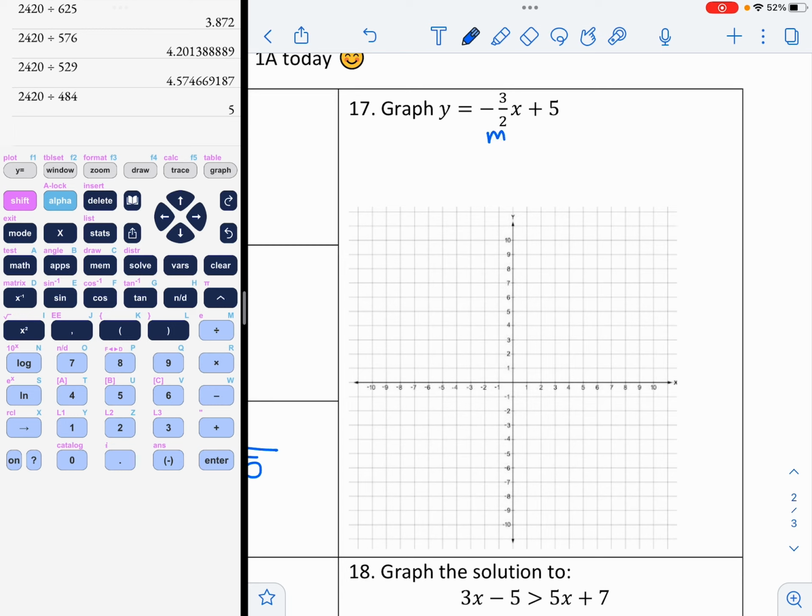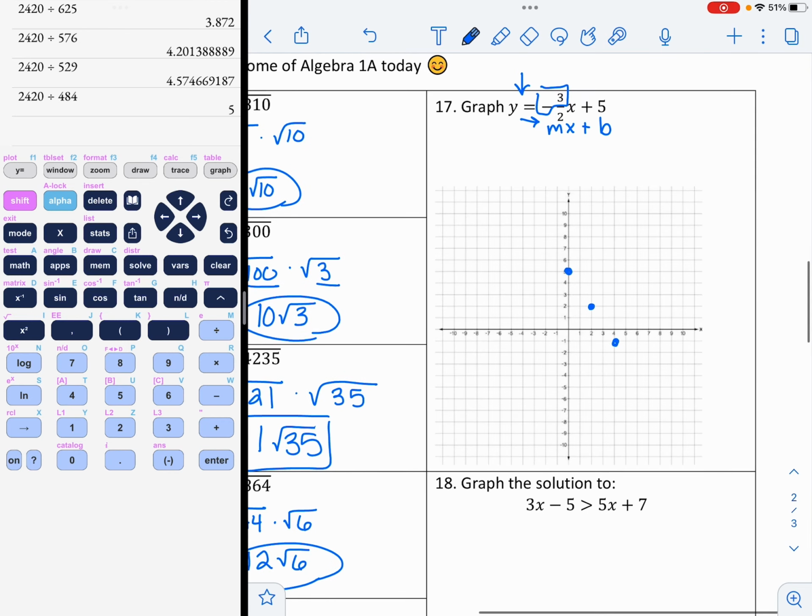This is y equals mx plus b. So rise over run. What do we graph first? I'm going to guess your b, your y-intercept? Yes. So you go to your y-axis and you go to 5. And then what do I do with the negative 3? Is that down 3? Down 3 and over 2. Over 2. Boom, boom, boom, boom, boom.